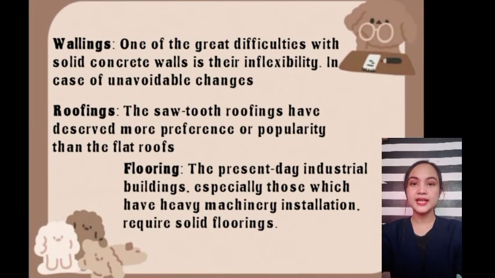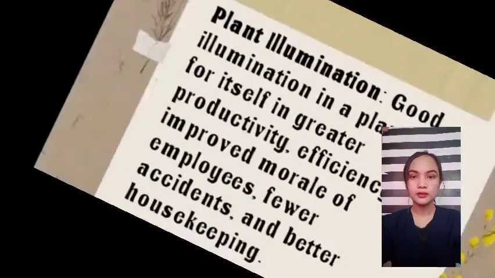And moving on to the next slide, we have here walls. One of the greater difficulties with solid concrete walls is their inflexibility in case of unavoidable changes. And next, we have roofings. The so-called sawtooth roofs have deserved more preference or popularity than the flat roofs. And third, we have floorings. Present-day industrial buildings, especially those which have heavy machinery installations, require solid floorings.